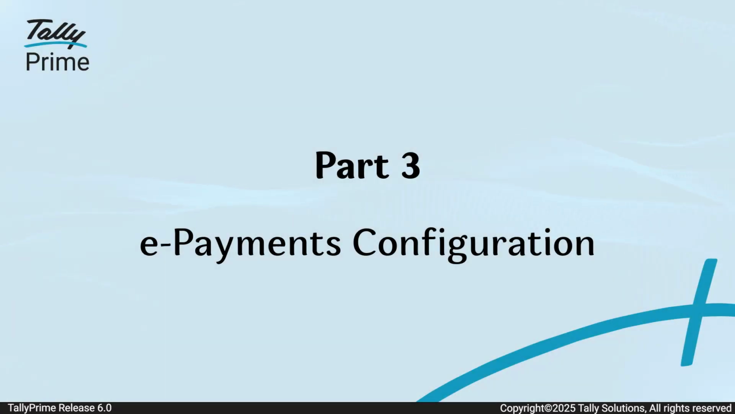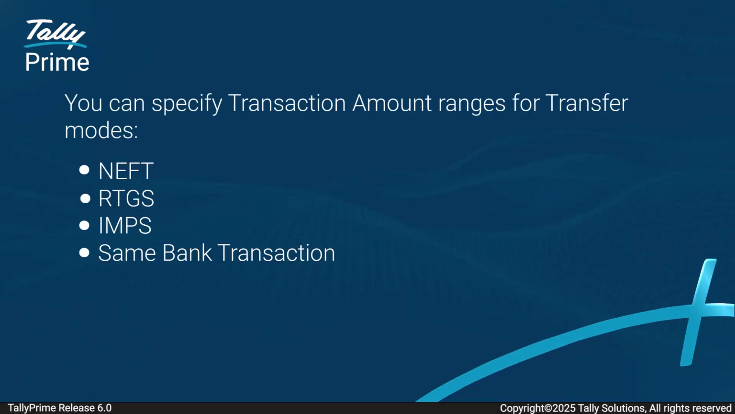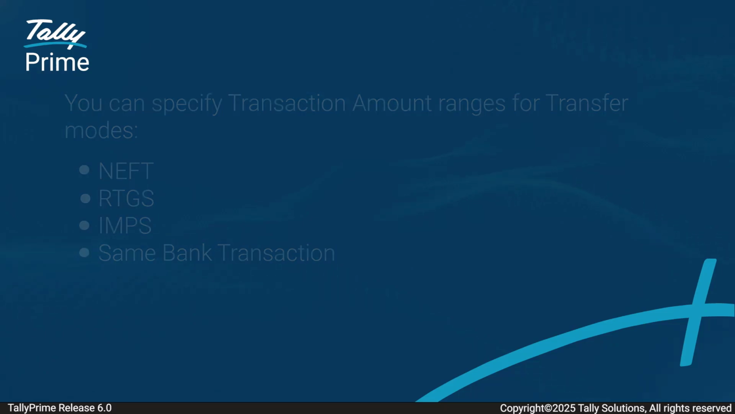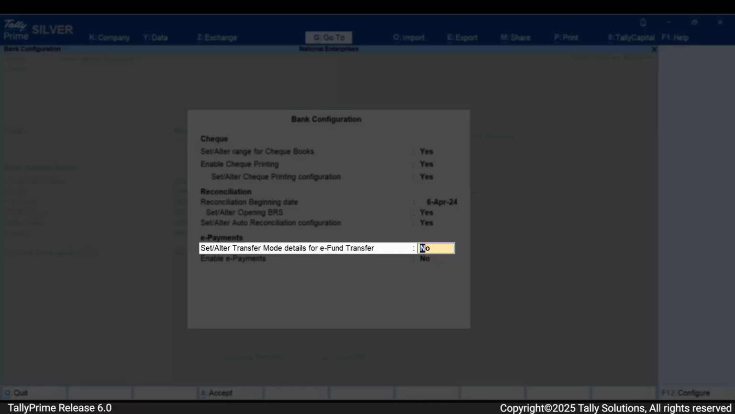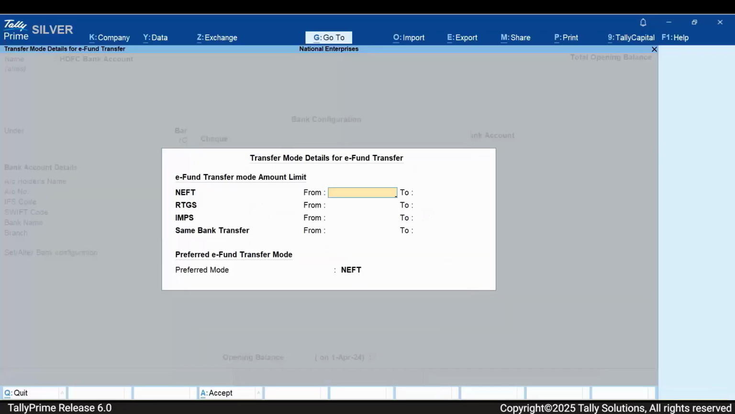Now, let's look at the e-payments configuration. You might be using different transfer modes such as NEFT, RTGS, IMPS, and same bank transfer for transactions. Accordingly, you can specify transaction amount ranges for transfer modes. Let's set or alter the transfer mode details for eFund transfer. Enter the from and to limits for all the transfer modes.